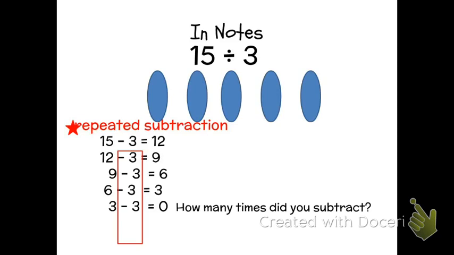Now, with repeated subtraction, I look over and figure out how many times I subtracted total. Well, I see that I have subtracted, I need to include all of these. I'm not sure why my box moved, but I need to include all of these. So I see I subtracted 1, 2, 3, 4, 5 times. So that would tell me that 15 divided by 3 would equal 5.